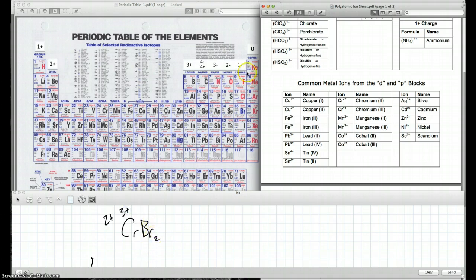Well, if we look at bromine, bromine is a -1. There's 2 of them, so that gives us a total of -2. On this side, well, to cancel out a -2, you'd need a +2. So it must be the +2 version of chromium. So I'd name that chromium 2 bromide.